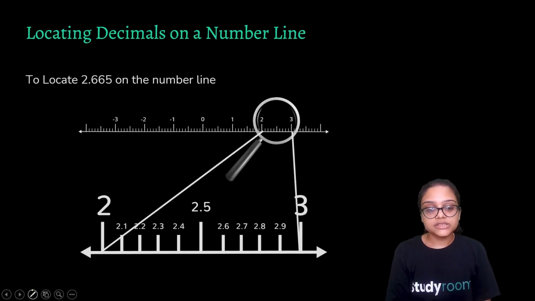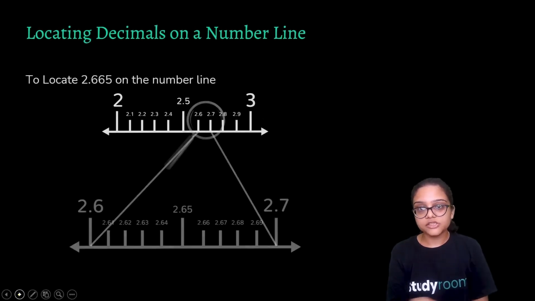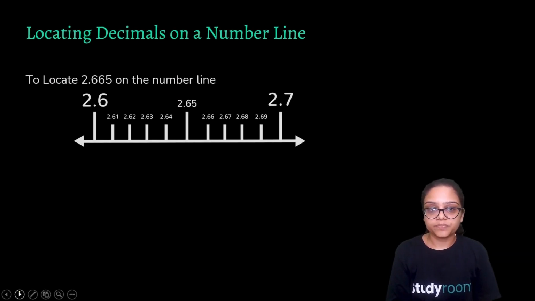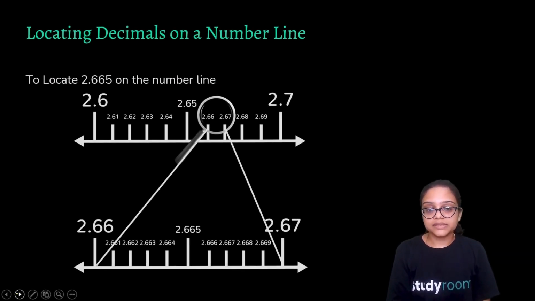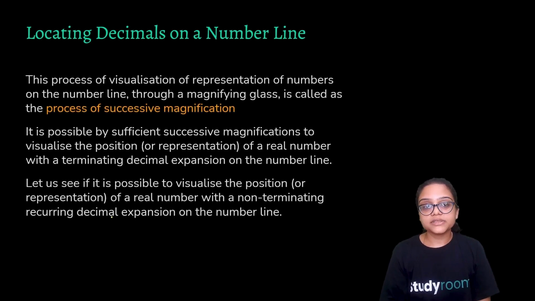Now you would see the area between 2 and 3 can be divided with 2.1, 2.2 and the smaller fractions. Now zoom into the area 2.6, 2.7, because this number lies between 2.6 and 2.7. Again, we can further divide into 10 parts and we would come to the number 2.665. So in this way you can represent 2.665. This process of visualization or representation of a number on the number line through magnifying glass is called the process of successive magnification. Why is it successive? Because we need to magnify at every instance to come to the conclusive number.